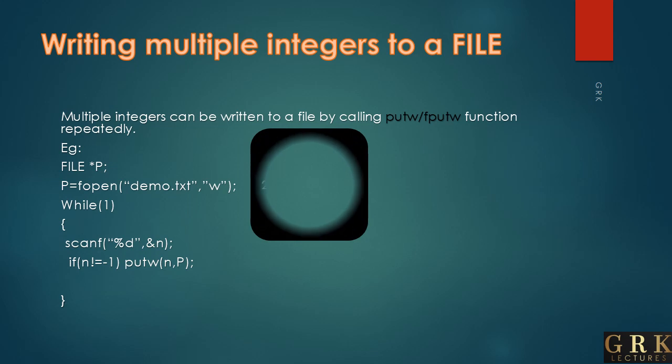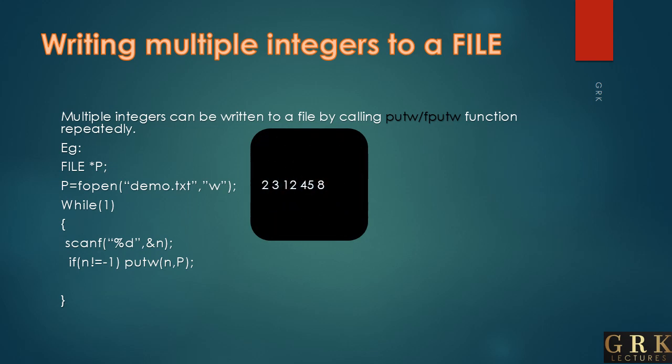Okay. So now let us see this one file. Into that file we are entering different integer values, that is 2, 3, 12 or 45, 8, like this, different values I am entering. So when should this entering be stopped?